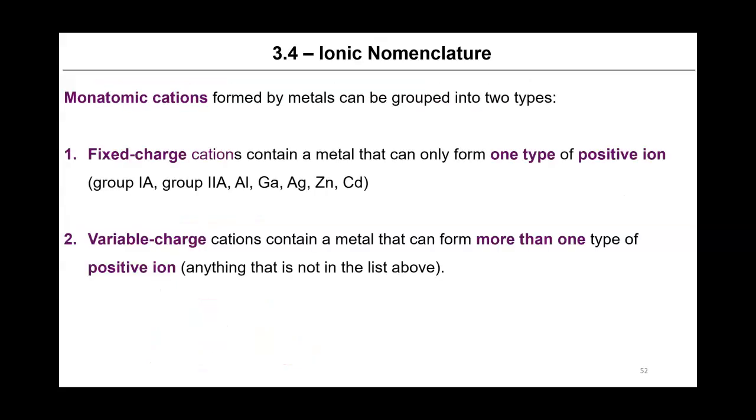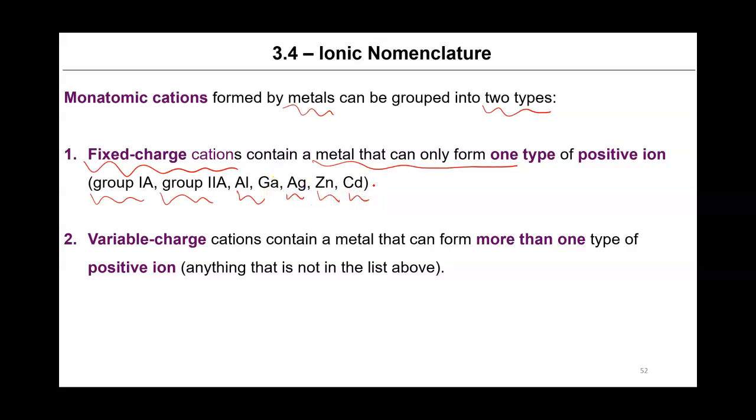Now, in order to begin creating the names for ionic compounds, we first have to learn how to name what are referred to as monoatomic cations. And monoatomic cations are formed when metals lose electrons. They can be grouped into two types. There are what we call fixed charge cations, and they contain a metal that consistently forms an ion of a particular charge. And these are metals from group 1A, group 2A, aluminum, gallium, silver, zinc, and cadmium.